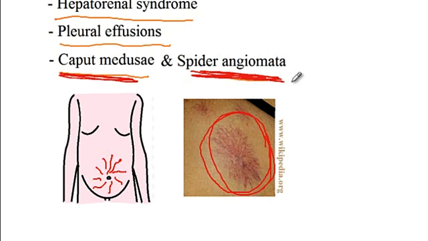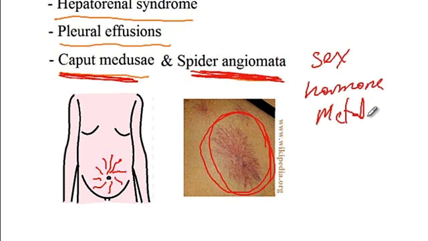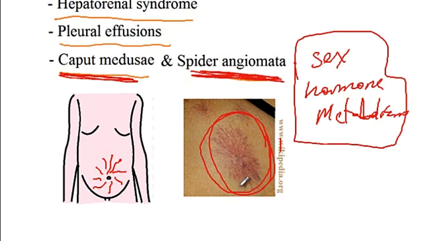And the reason for that is due to the alterations in the sex hormone metabolism. So for instance, from liver cirrhosis, there are alterations in the sex hormone metabolism, as a consequence of which patients can develop spider angiomata. And there is actually evidence that male patients with spider angiomata have elevated levels of estrogen. And then for the same reason, spider angiomata can also be seen with pregnancy.